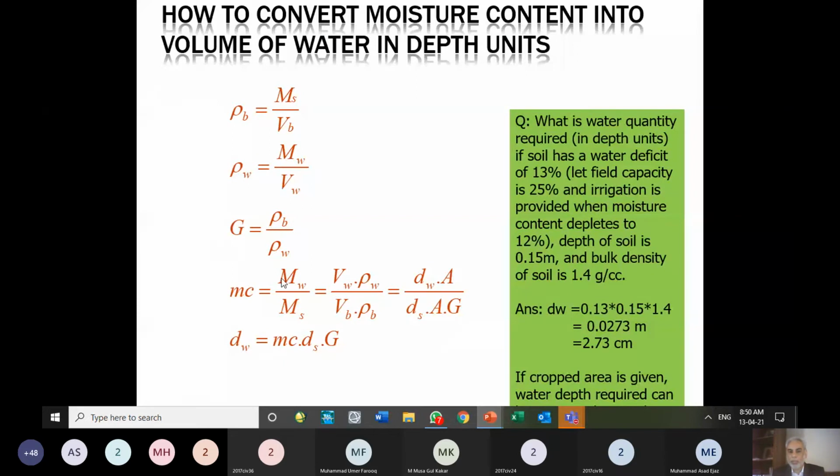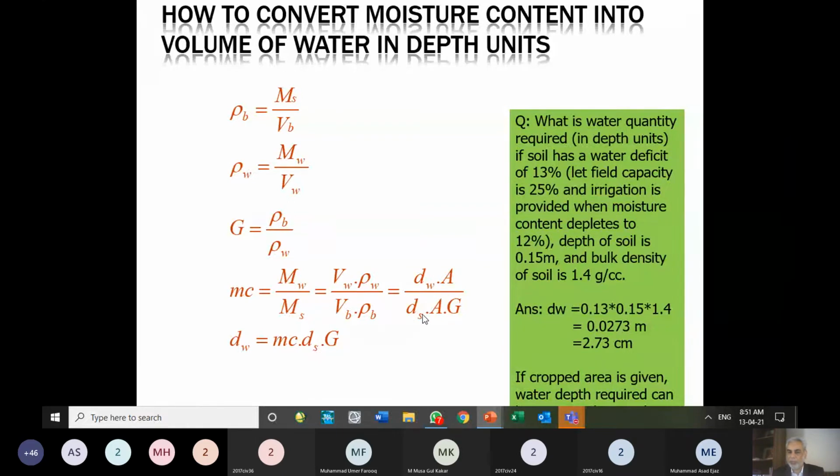Okay, so moisture content, we know this relationship, mass of the water to the mass of the soil. So replace mass of the water with the density times volume of the water. Similarly, replace mass of the soil with the density of the soil into volume of the soil, so rho B into VB. So replacing this ratio of the rhos with the G and replacing volumes with the area into the depth. Volume of the water is area on which that water is applied into the depth of the water. Volume of the soil is area of the soil multiplied by the depth of the soil.